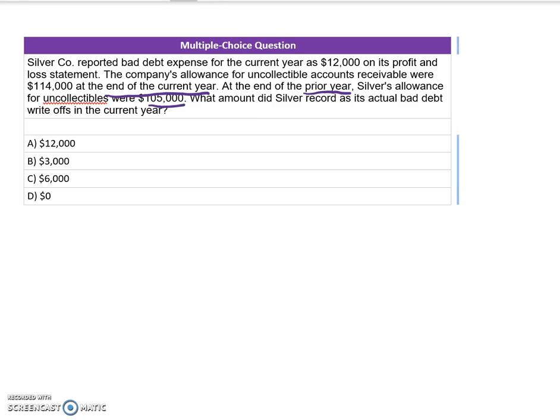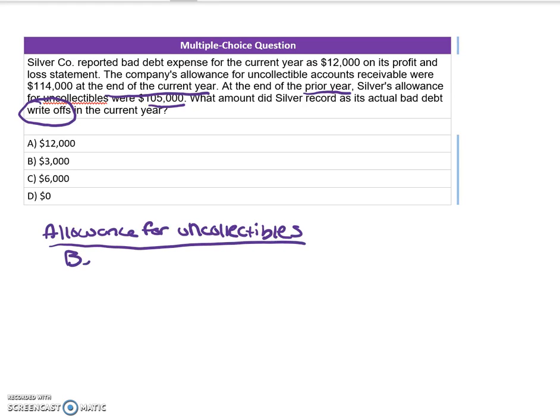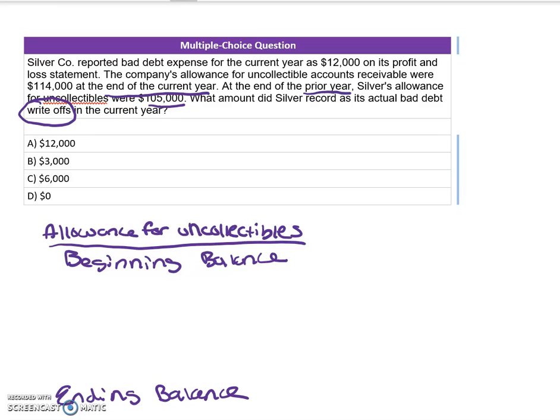What amount did Silverco record as its actual bad debt expense write-offs in the current year? So keep in mind, we're talking about the write-offs here. So what is the basic formula for the allowance for uncollectibles? So we know that we're going to have a beginning balance and an ending balance. But what about all this stuff in between?